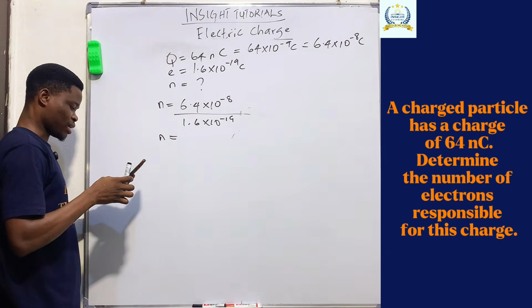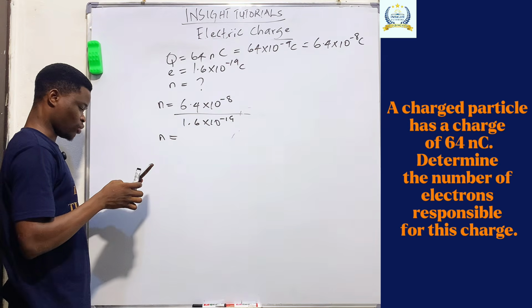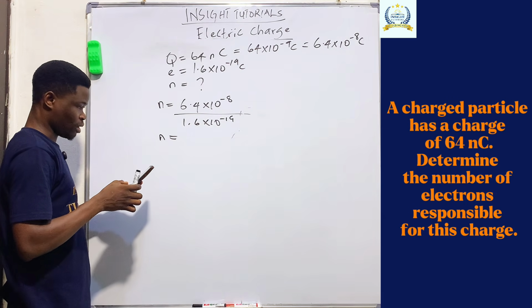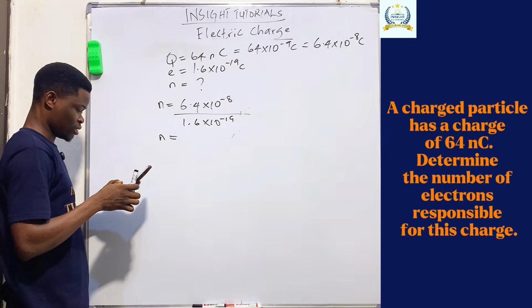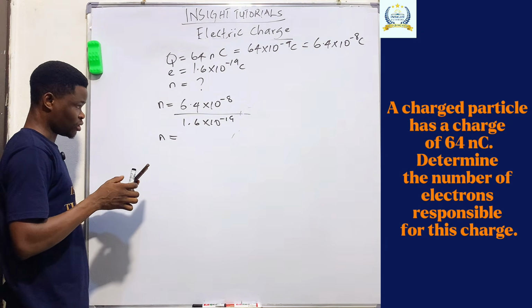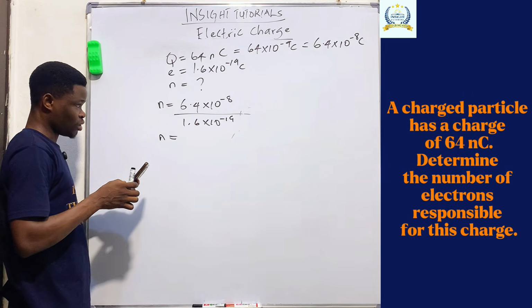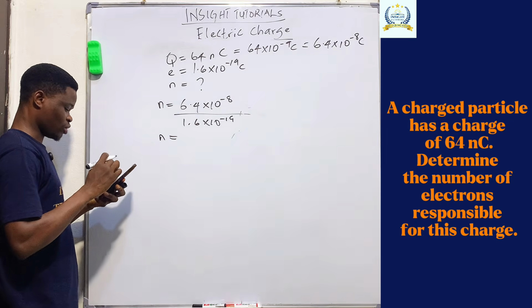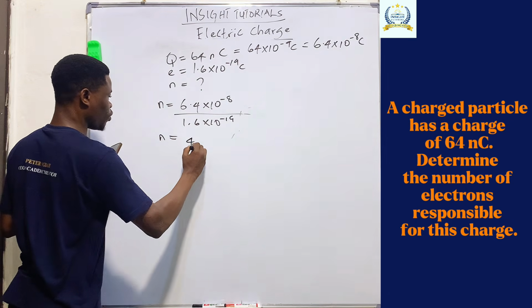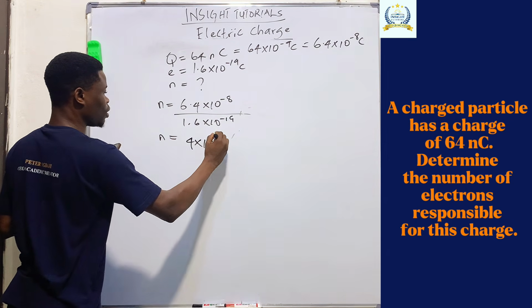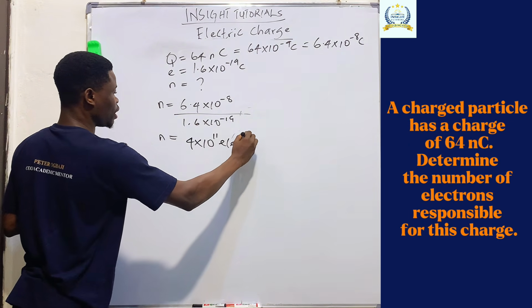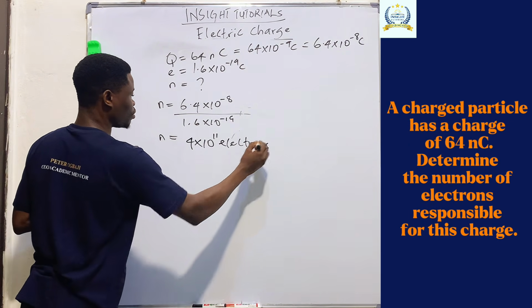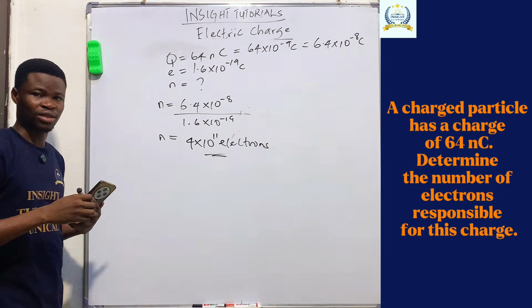So let me do this on my calculator. 6.4 times 10 raised to the power of negative 8 all over 1.6 times 10 raised to the power of negative 19. So the number of electrons this body will possess is going to be 4 times 10 raised to the power of 11 electrons. That's going to be our answer.